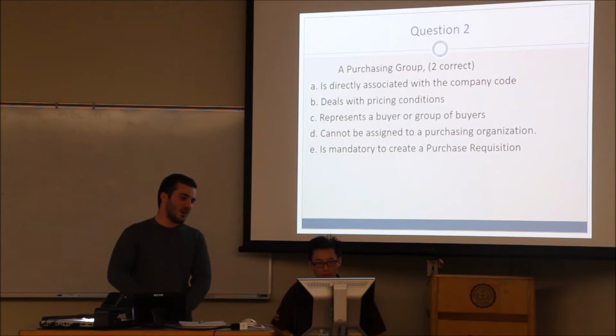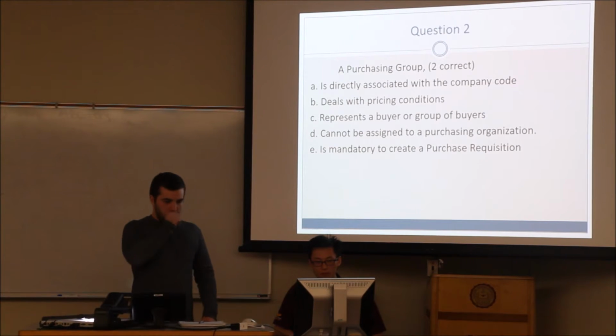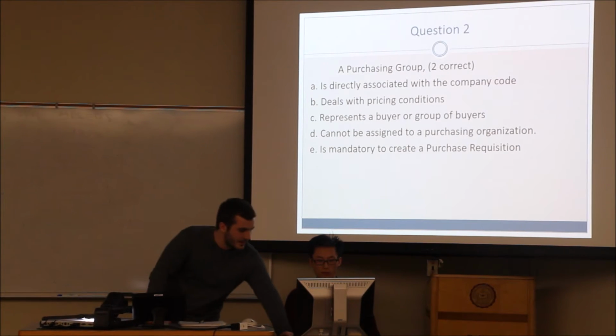Two are correct. A purchasing group is directly associated with the company code. Deals with pricing and conditions. Represents a buyer or group of buyers. Cannot be assigned to a purchasing organization. It is mandatory to create a purchasing organization. All right, I think it is C. Yep.